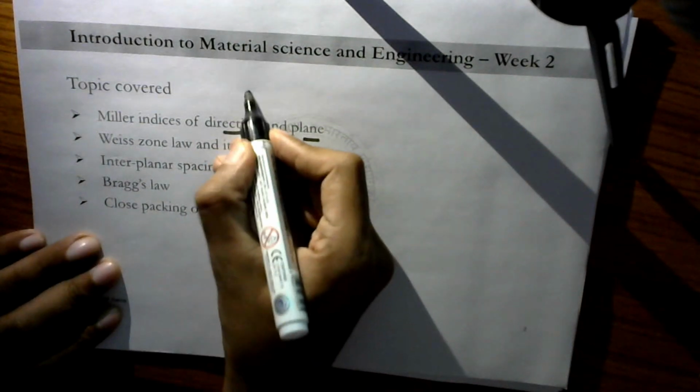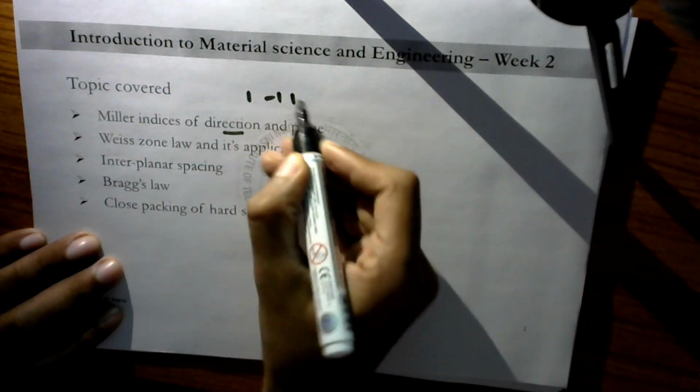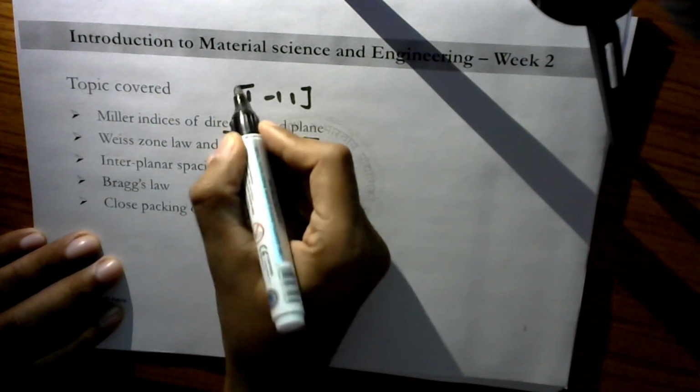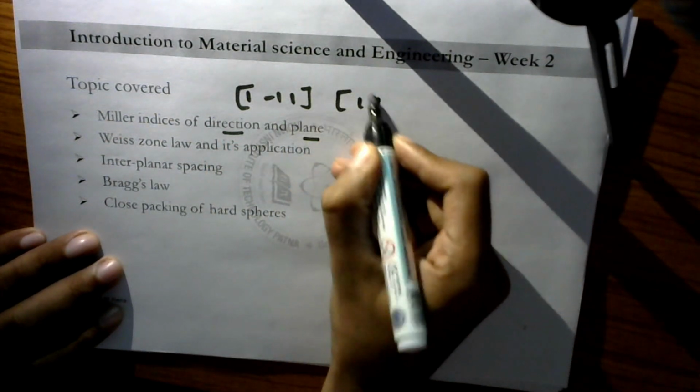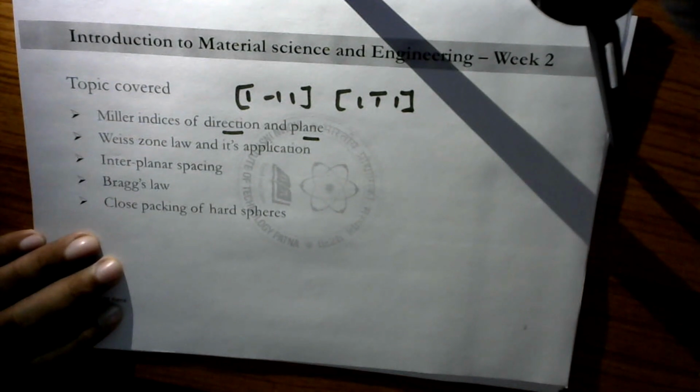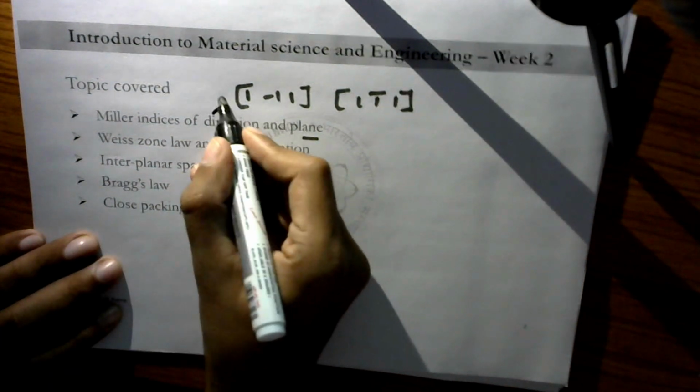Like, we will not write 1 minus 1 1. If the direction is 1 minus 1 1, then we will not write it like this, we will write it like 1 1 bar 1. This is how we will write it for the direction.